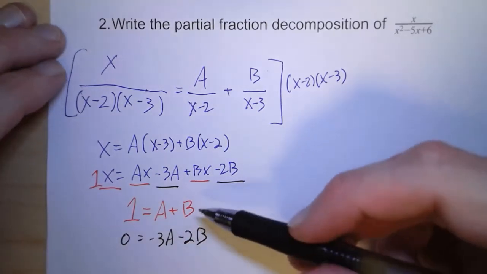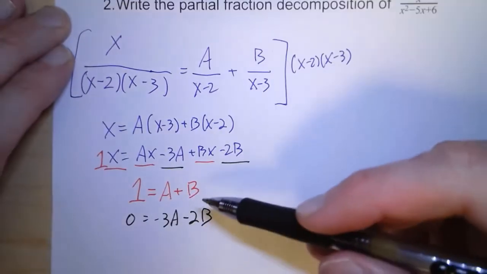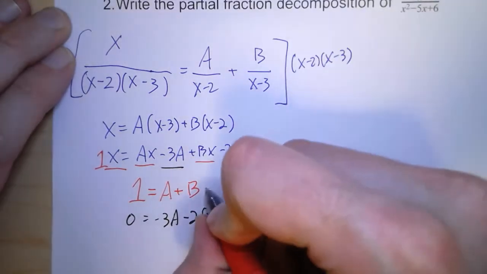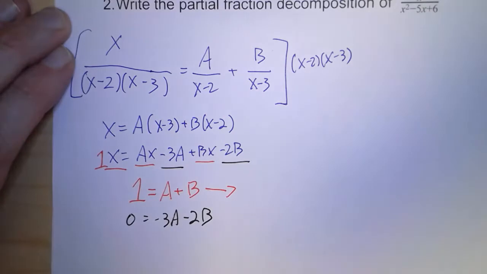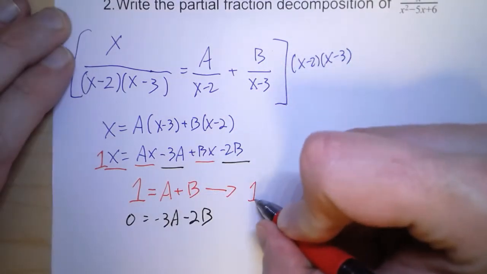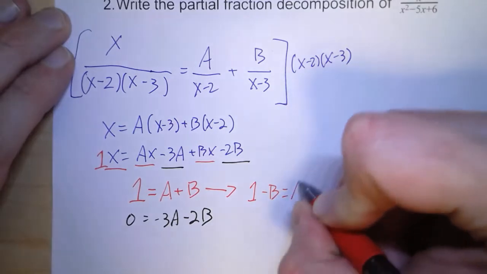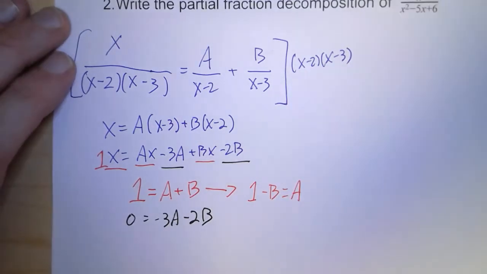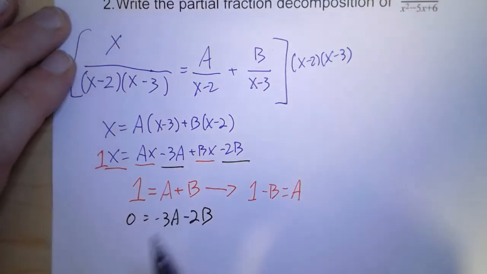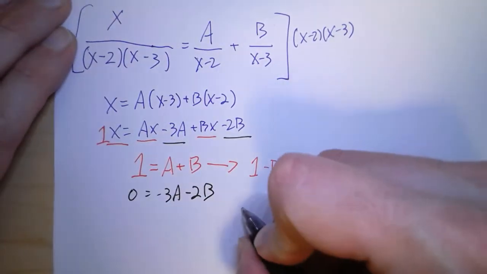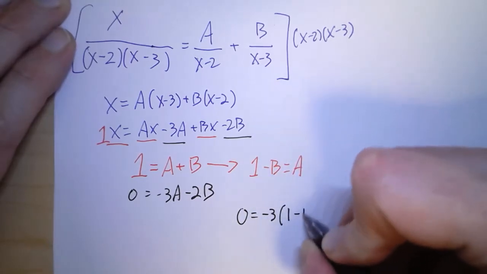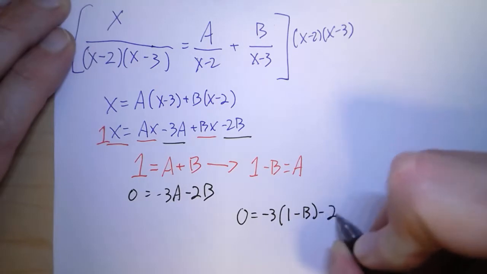All right. So now, these are our two equations that we want to solve for. So this one, we'll work this one out by hand. We'll solve it for a. So we subtract b to the other side. So 1 minus b equals a. So now we can substitute this quantity into this equation down below. So 0 equals negative 3, and in place of a, we put 1 minus b, minus 2b.